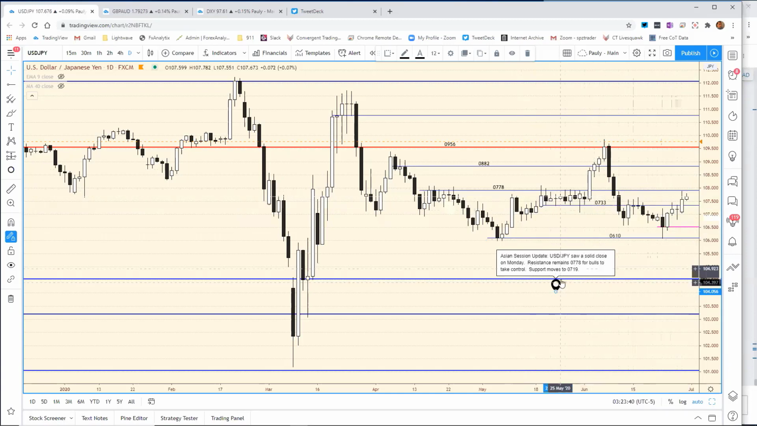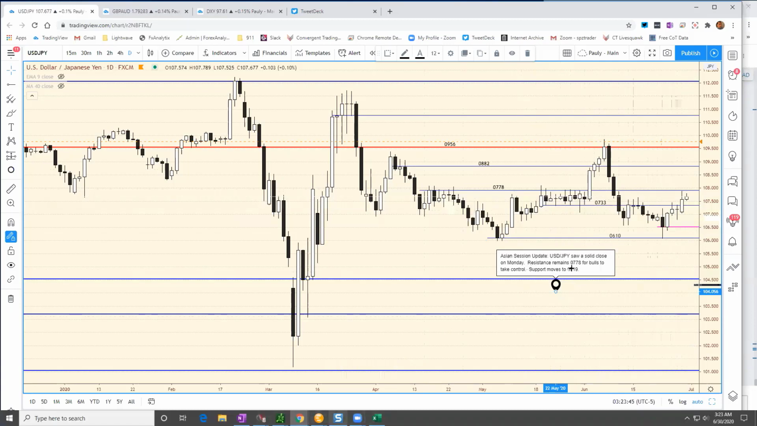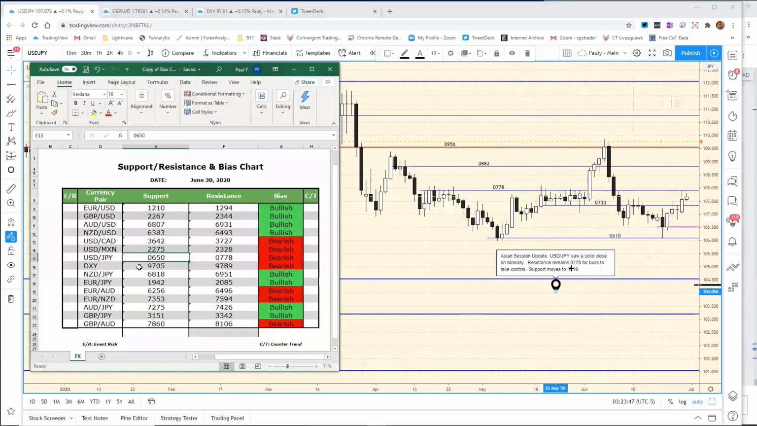And support moves. We will move support to 719. So 778 is going to continue to remain resistance, and the only difference is we will move support up to 719. Let's move on to the cash dollar index.